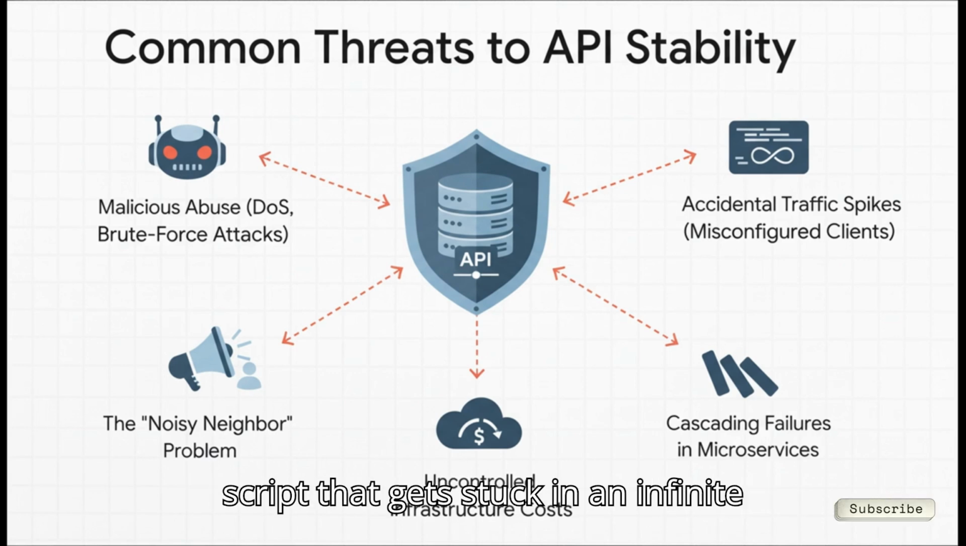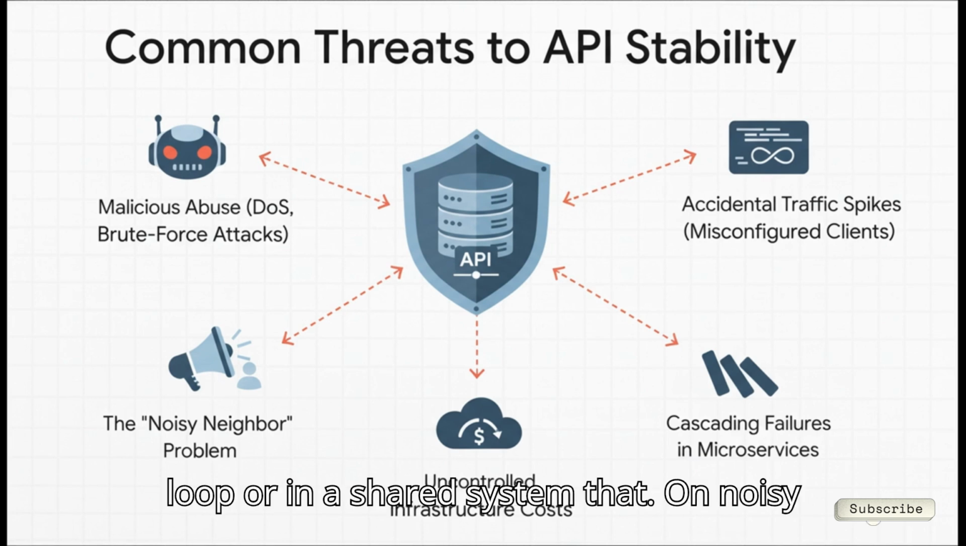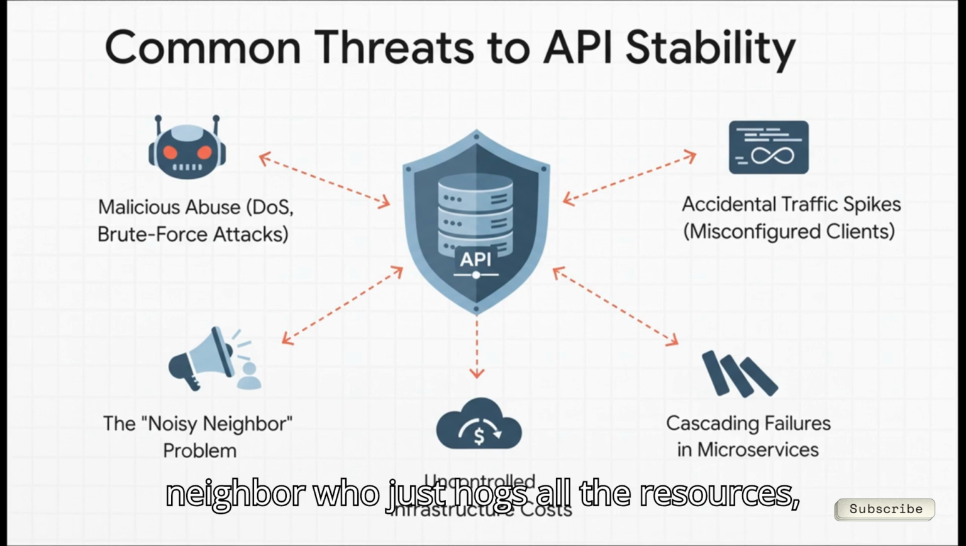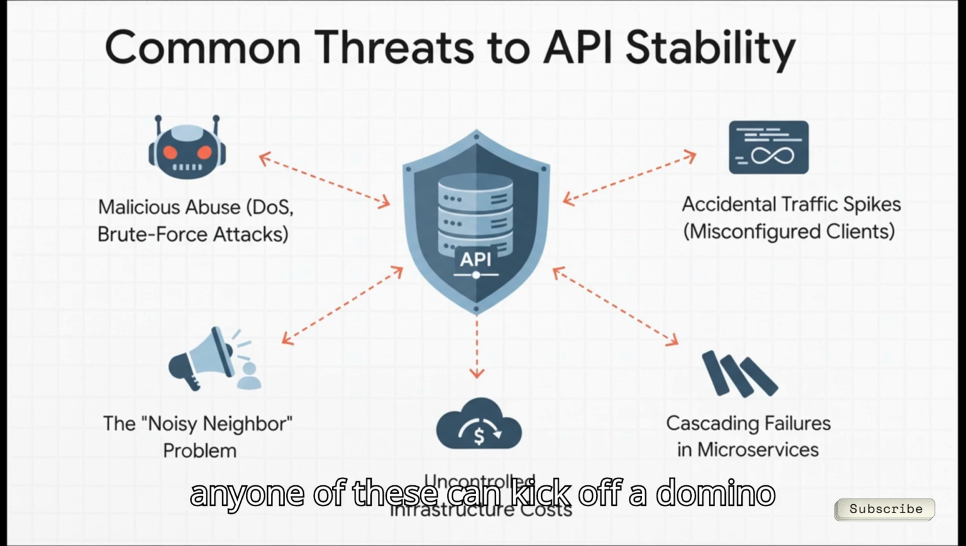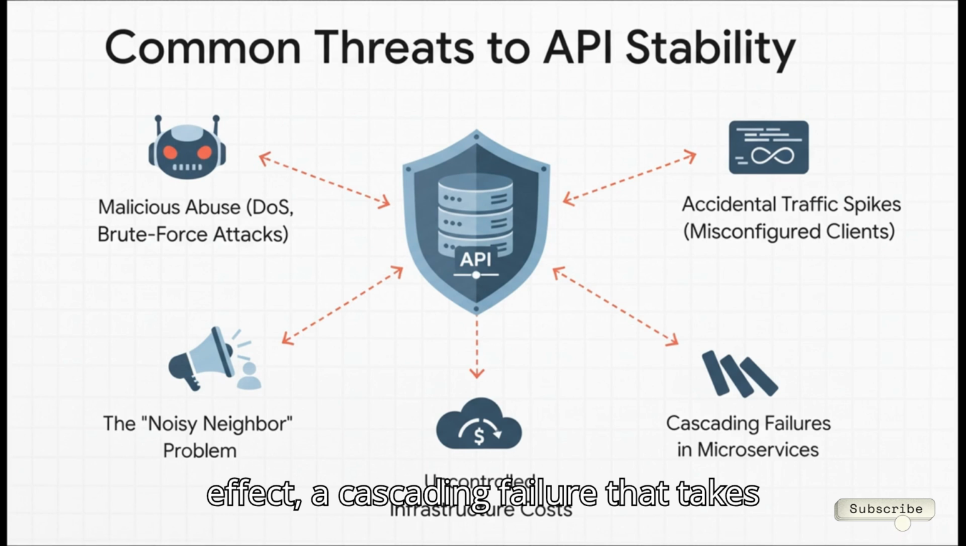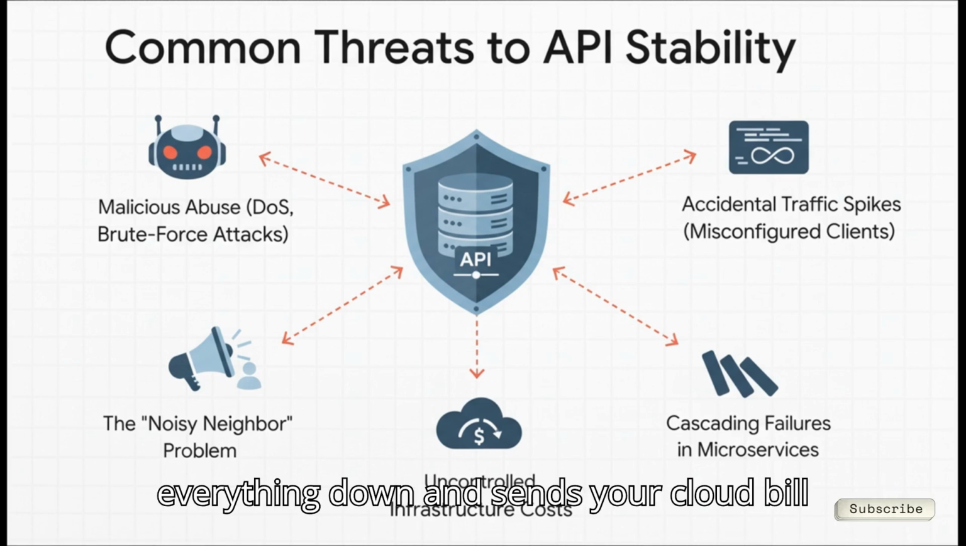Think about a buggy script that gets stuck in an infinite loop, or in a shared system, that one noisy neighbor who just hogs all the resources. Any one of these can kick off a domino effect, a cascading failure that takes everything down and sends your cloud bill through the roof.